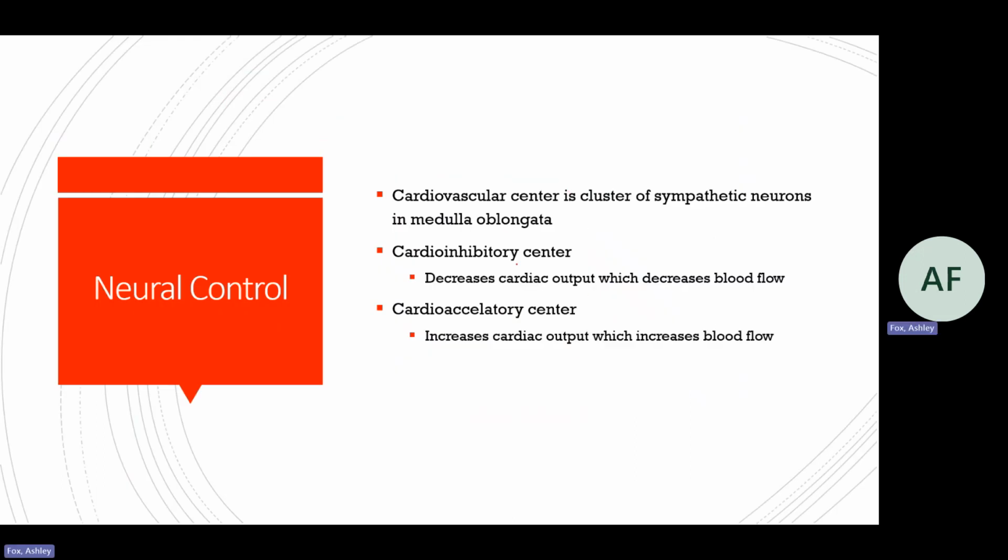Neural control, we mentioned this in the cardio chapter. So cardiovascular center, medulla oblongata is going to be in the brainstem. We have the cardioinhibitory center. That is going to decrease cardiac output, mainly by decreasing heart rate. So you decrease the heart rate, there's less blood flowing out of the heart per minute, because remember, cardiac output is heart rate times stroke volume. If you decrease the heart rate, then you're going to decrease cardiac output. So that's going to significantly decrease blood flow.